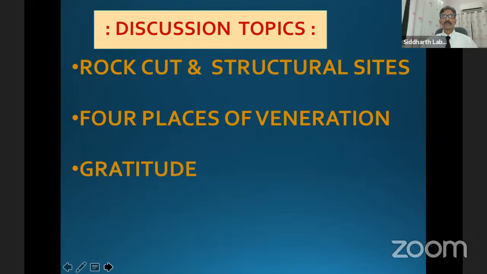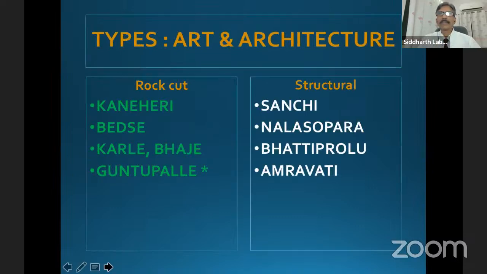There are two types of Buddhist art and architecture, that is rock cut and structural sites. Then we'll be discussing four places of veneration, and we'll express gratitude to those because of whom we come to study all these Buddhist sites. What is their role, and how have they brought us all these Buddhist sites and art and architecture for our veneration? Whatever we are studying today, not as a technical part actually, but we'll see in the Dhamma concern, right? When we talk about the Dhamma and walking on the path of the Buddha, how is it related to our veneration and these Buddhist sites, and how are those important? That part we'll see, right?